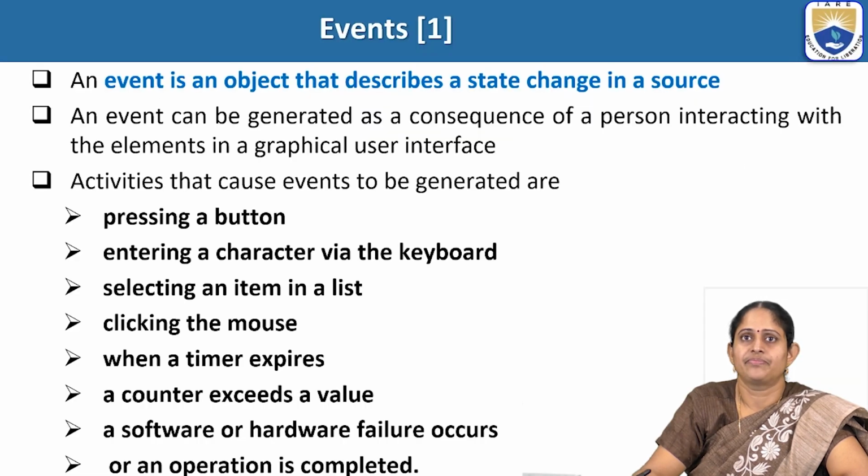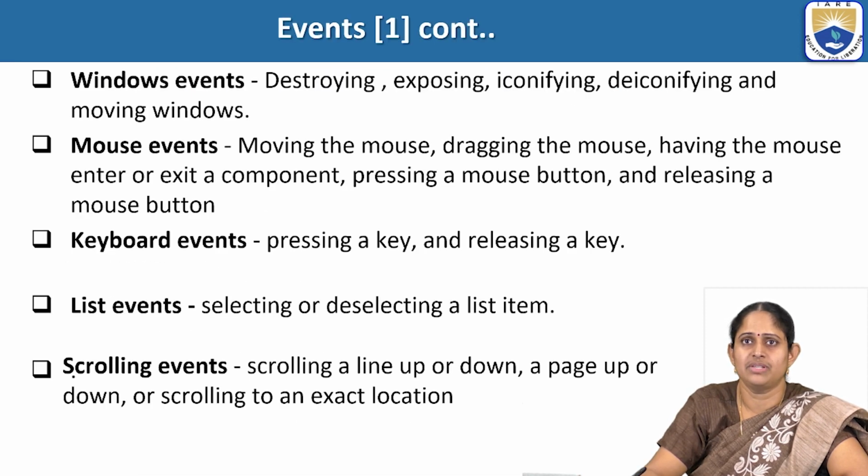Let's look into events. An event is an object that describes a state change in a source. An event can be generated as a consequence of a person interacting with the elements in the graphical user interface. Examples that cause an event are pressing a button, entering a character through the keyboard, selecting an item in a list, clicking the mouse, the expiry of a timer, a counter exceeding a value, a software or hardware failure, or any operation completion. So these are the various events that can be generated.